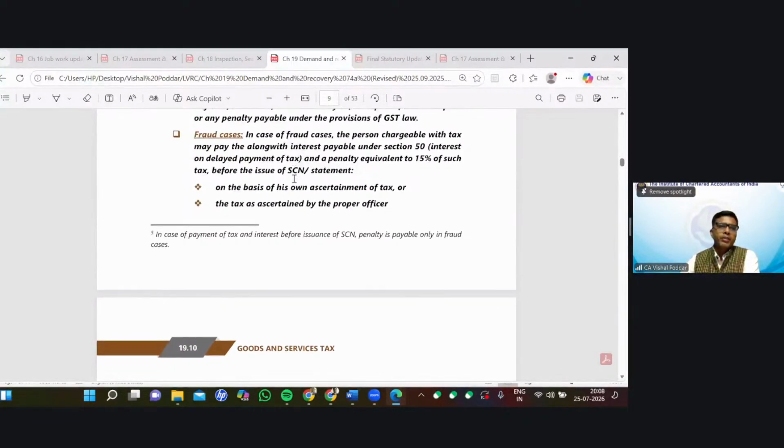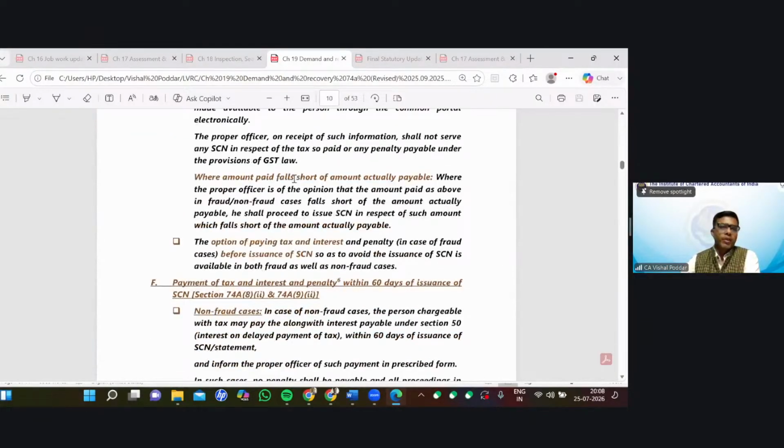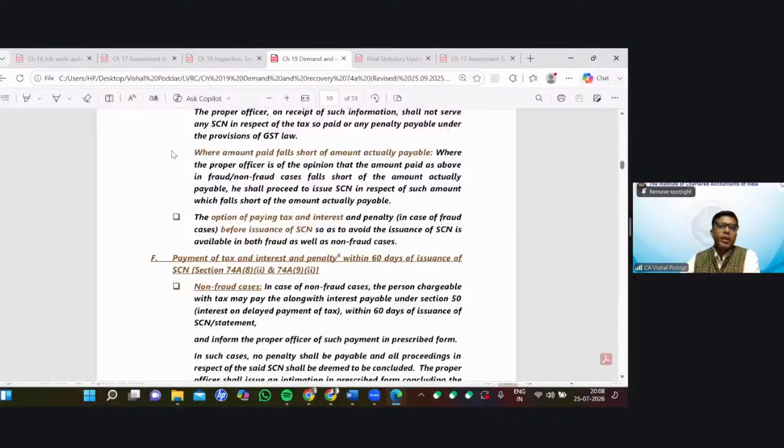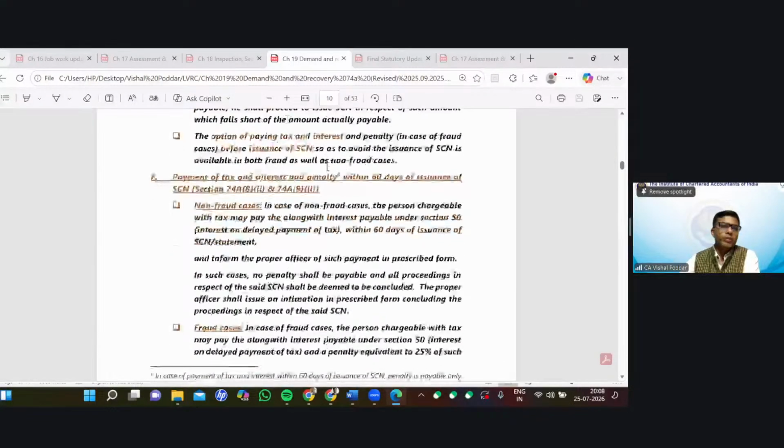levy any penalty if it is a non-fraud case, and we will levy penalty only up to 15% if it is a fraud case. Now, whatever you have paid, if that amount falls short of the amount actually payable, where the proper officer is of the opinion that the amount paid as above in fraud or non-fraud cases is short of the amount actually payable, he will proceed to issue SCN in respect of such amount which falls short. The option of paying tax, interest and penalty before issuance of show cause, so as to avoid issuance of show cause, is available in both fraud and non-fraud cases.